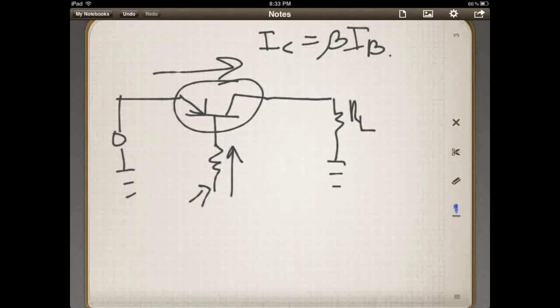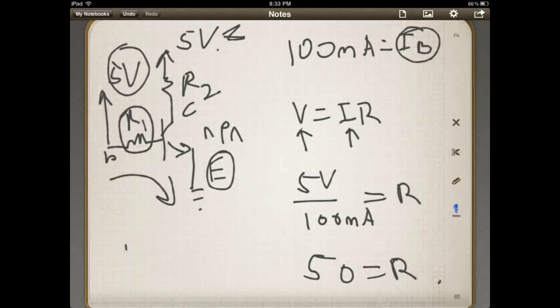So for looking at DC, one of the main equations you need is this one, IC equals beta IB. That's the main thing you're going to be playing with, and that'll get you in the ballpark of what you need to do to size your resistor here, as well as size your resistor here, or whatever load you've got that you're sinking through this thing.